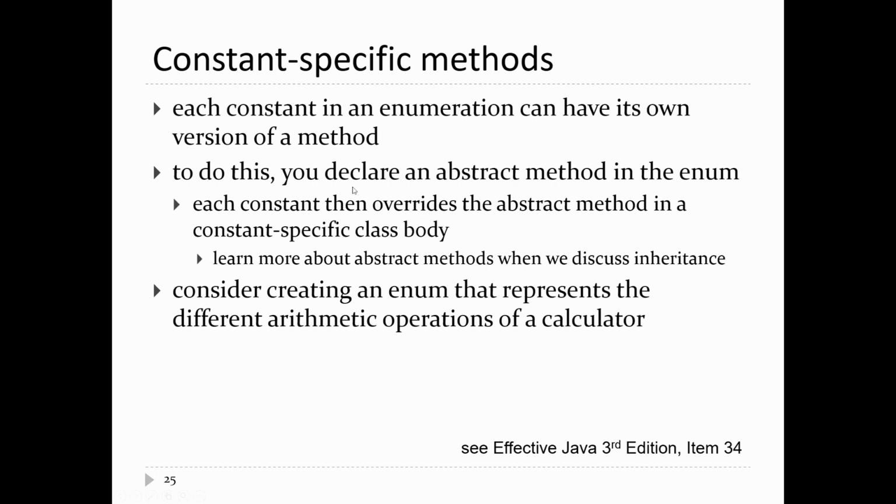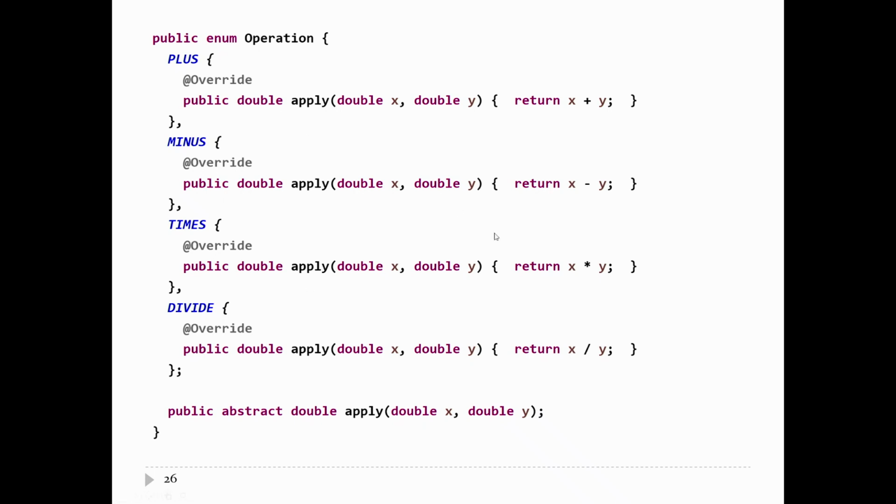For now, I'm just going to show you what you do if you want to do this sort of thing. If I want each constant to have its own version of a method, you declare what's called an abstract method in the enumeration. Let's take a look at this. Here's my enumeration called Operation. This represents the basic binary mathematical operations: addition, subtraction, multiplication, division.